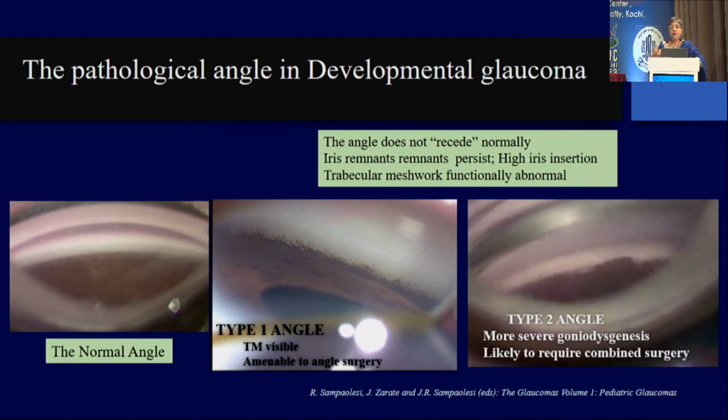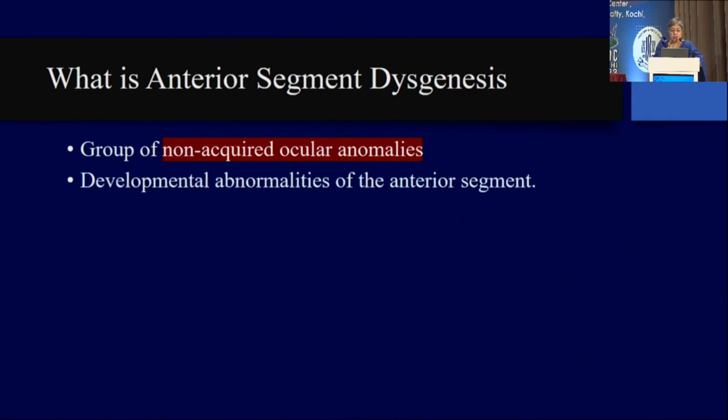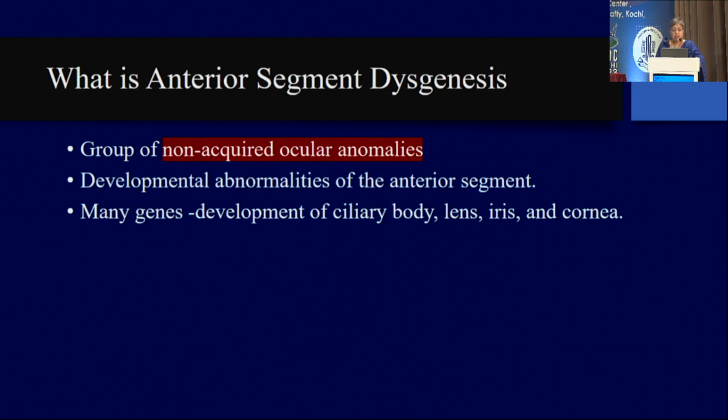So a logical consequence of this is to look at the angle before you do surgery. And if you have a type 2 angle, at least keep in mind that this is unlikely to work even if you do a goniotomy, or maybe just plan an outflow procedure like a combined trabeculotomy with trabeculectomy.